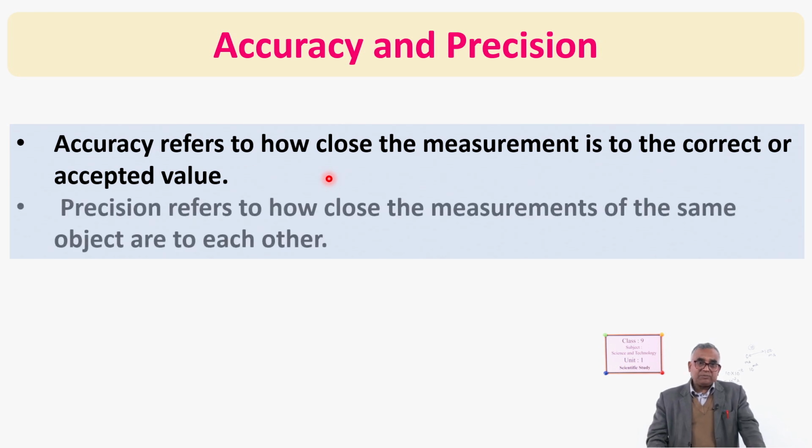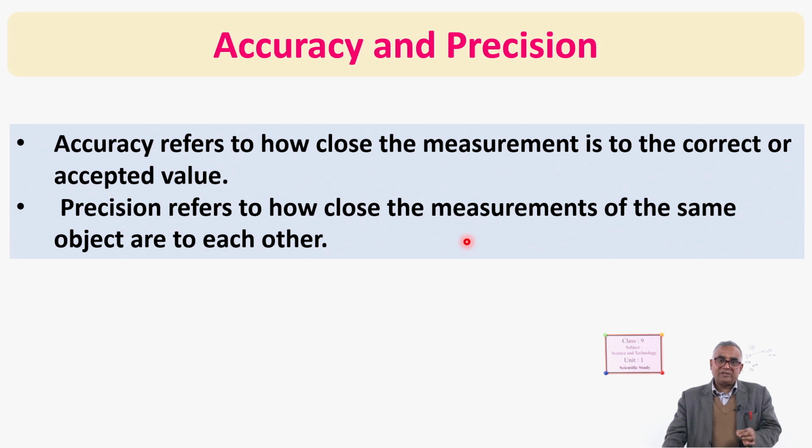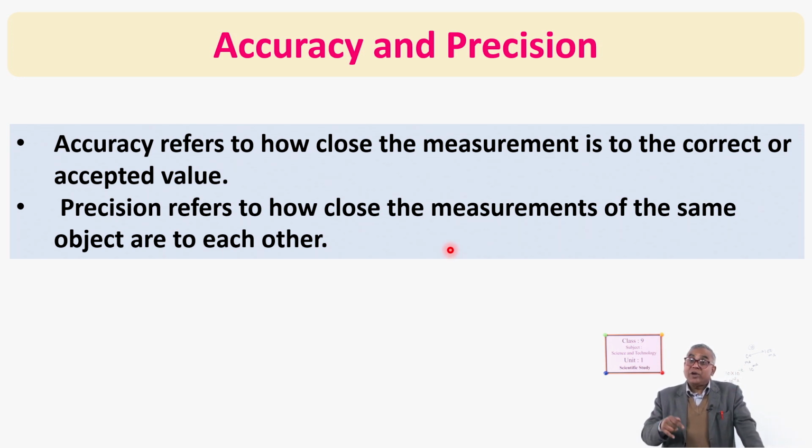Okay, so what is a precise measurement? Precision refers to how close the measurements of the same object are to each other. If a number of measurements are taken, how closely the values are obtained, that is called what? Precision. So that is the difference.